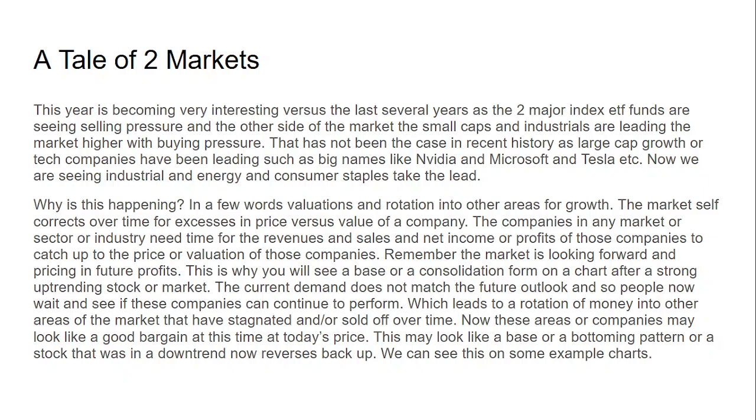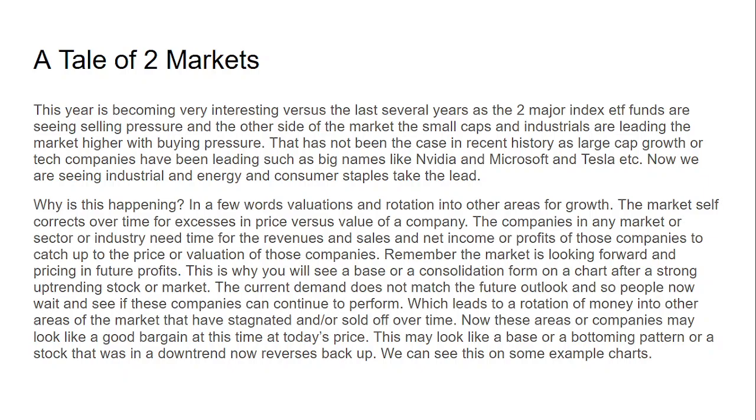This is why you will see a base or a consolidation form on a chart after a strong uptrending stock or a general market. The current demand does not match the future outlook, and so people now wait and see if these companies can continue to perform, which leads to a rotation of money into other areas of the market that have stagnated and or sold off over time. Okay.